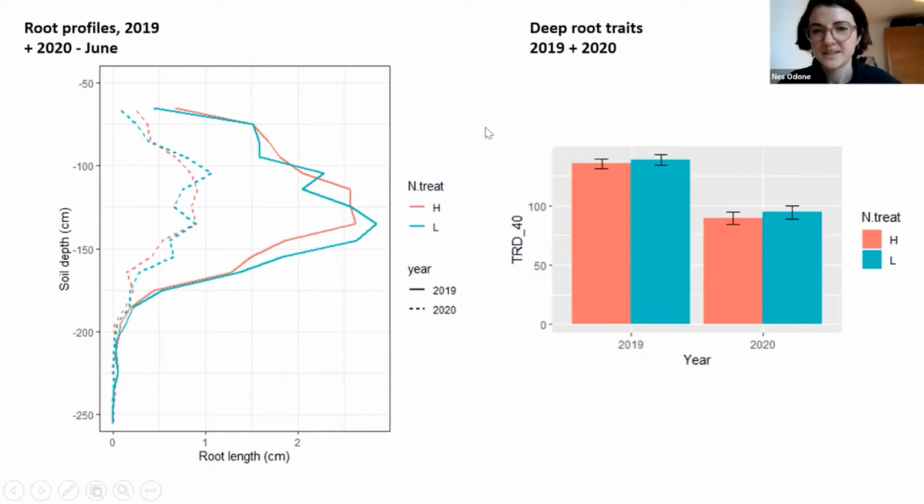So here on the right, this is a plot of a trait that we've developed to try to measure the deep rooting. And in effect, it's a measure of the soil depth below which we have 40 centimeters of roots. So you can see again in 2019 there is a lot more root than in 2020, and there does seem to be slightly more deep root in the low nitrogen treatment, although it's not significantly different here.